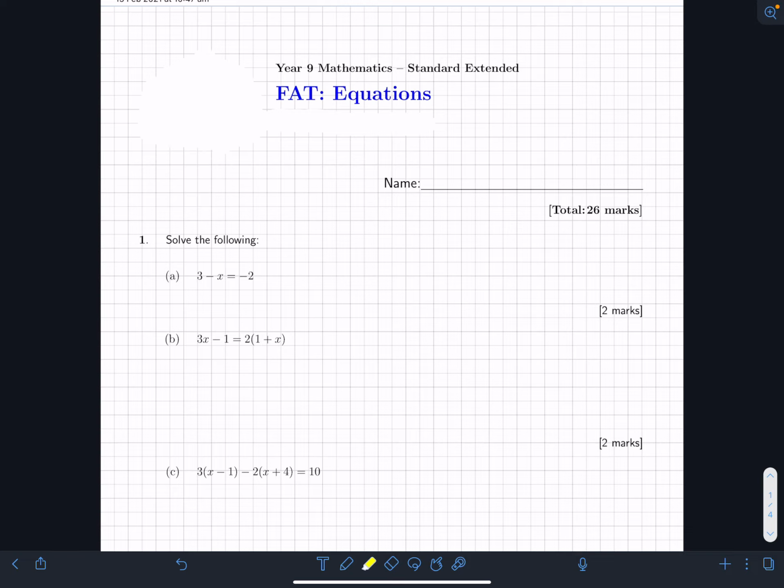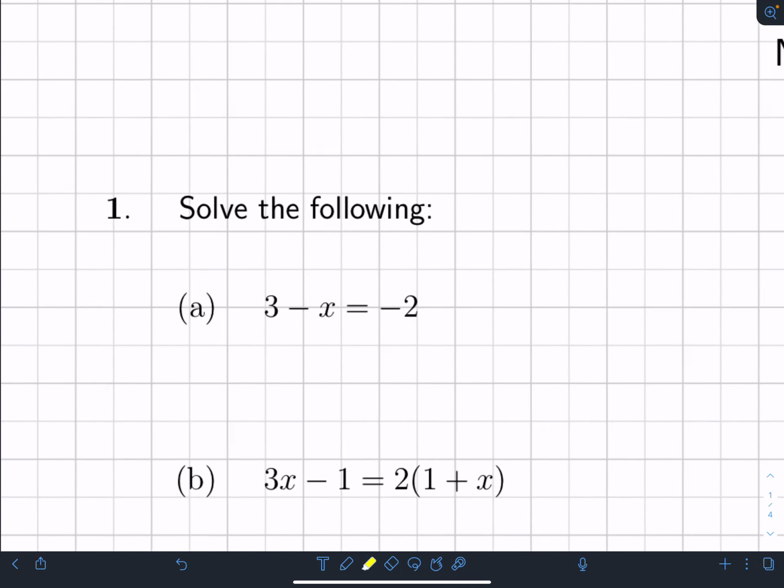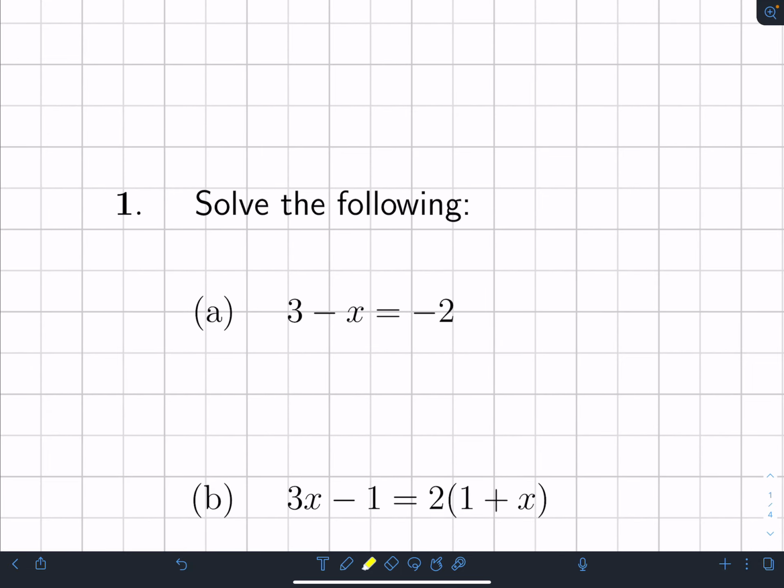In this video, we will solve questions from our standard extended formative assessment test. Let's start on question 1. So here we are asked to solve, and what we're going to do firstly is an inverse operation to deal with the number 3.